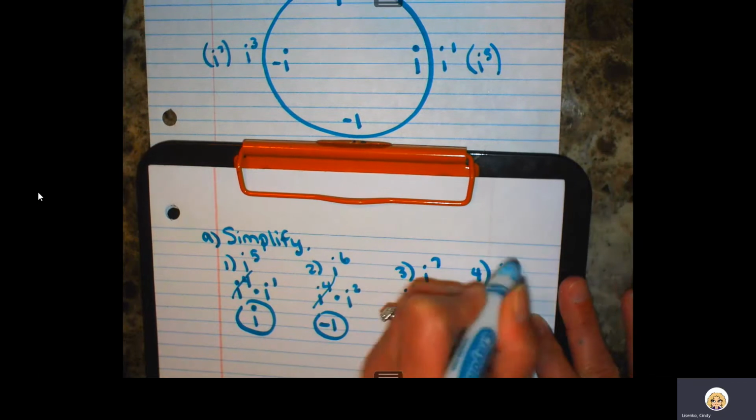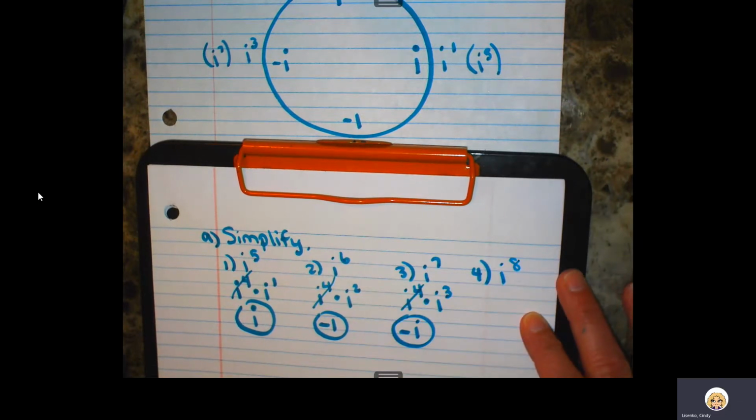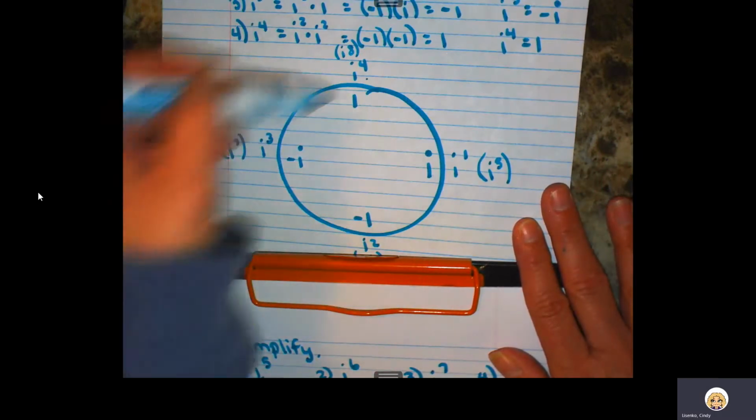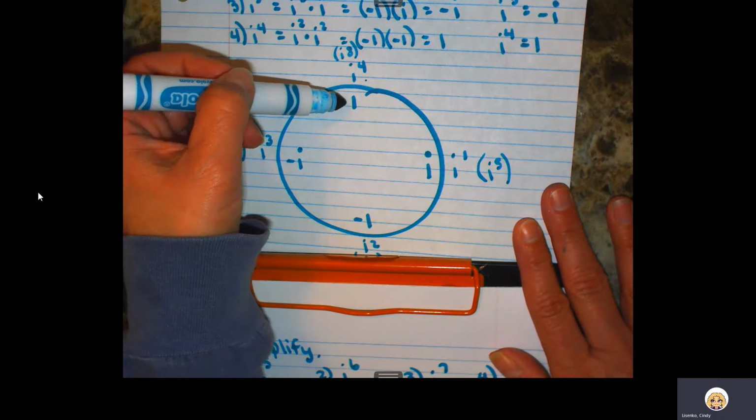i to the eighth will be the next one. There are 2 ways to do it. You can count 8 spaces around: 1, 2, 3, 4, 5, 6, 7, 8. Notice the answer on the clock is 1.